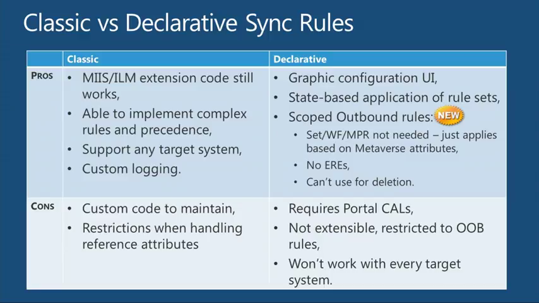For outbound, you had to do all this mucking around with a workflow and an MPR and attaching an ERE, and it was just a pain in the neck. So anyway, they now have scoped outbound rules, so it's much easier. You can just say it's an active person, so give them an AD account, and that'll happen. And it doesn't generate those ERE objects, which is another benefit as well. Unfortunately, the scoped outbound rules cannot be used for deletion. You could use them to disable, but not to actually delete. You still have to do the silly add and then remove the other type of declarative sync rule.